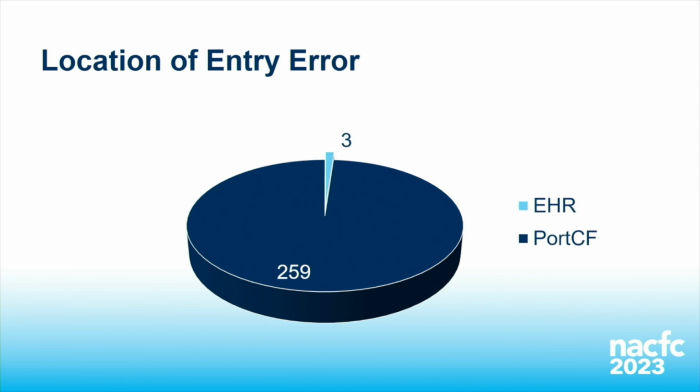We had a lot of theories as to where the errors were coming from. Initially, we thought a lot of the heights and weights and those kind of errors might have been in our electronic health record, like perhaps when the patient was checked in, did the medical assistant accidentally transpose the numbers, put height or weight, and that really wasn't the case at all. It was overwhelmingly data entry into Port CF. So we realized this is our problem.